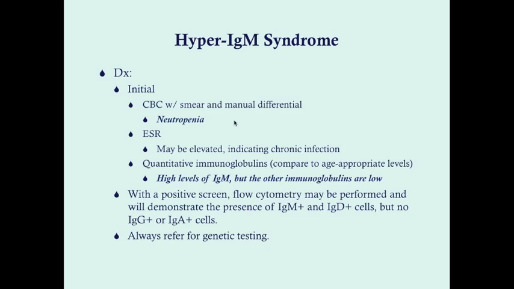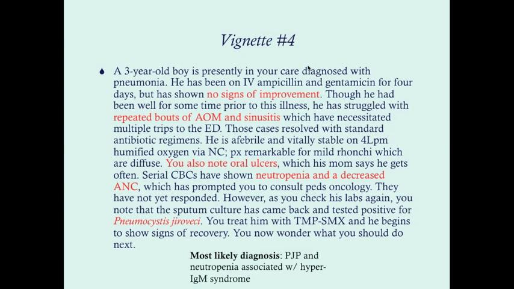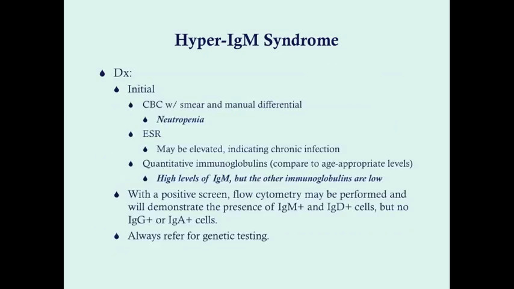So a decreased ANC. And that was probably the reason that this doctor decided that he wanted to consult pediatric oncology. Just knowing that there was a decreased ANC and a kid with repeated infections, yeah, that's probably a good idea, because leukemia is certainly more common than hyper-IgM syndrome.